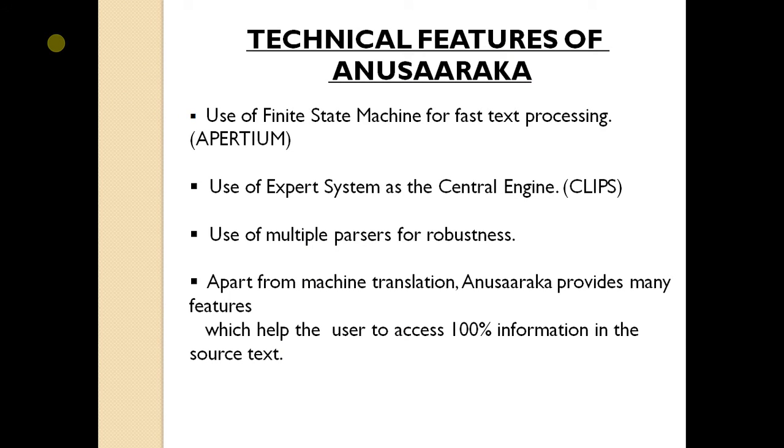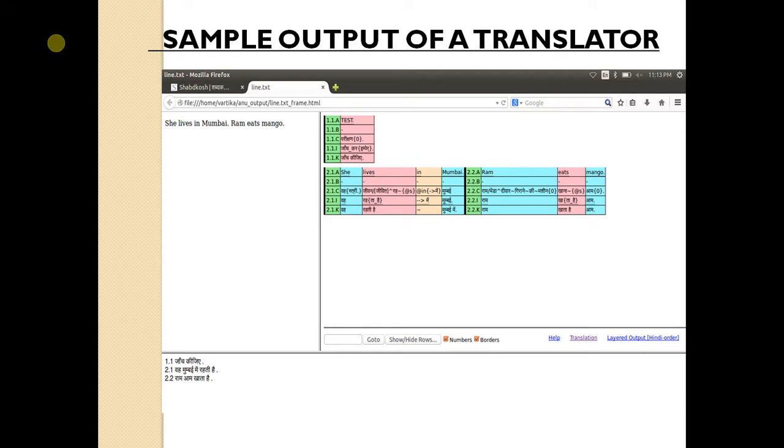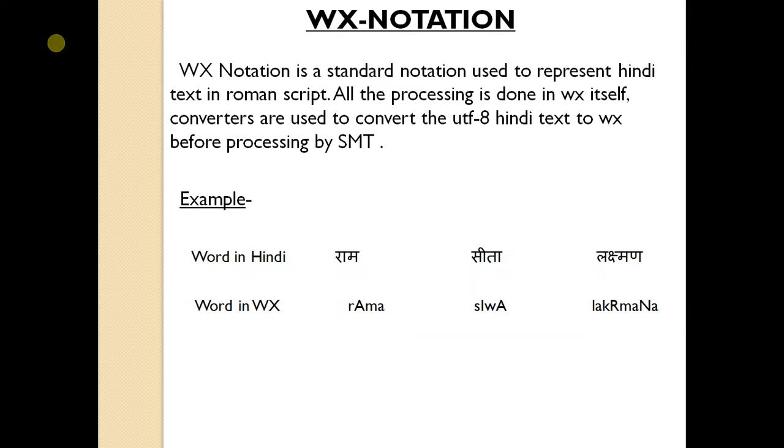Technical features of Anusarka. It uses a finite state machine for fast text processing. It uses an expert system as a central engine. It uses multiple parsers for robustness. Apart from the machine translation, Anusarka provides many features which help the user to access 100% information in the source text. This is a sample output of a translator.